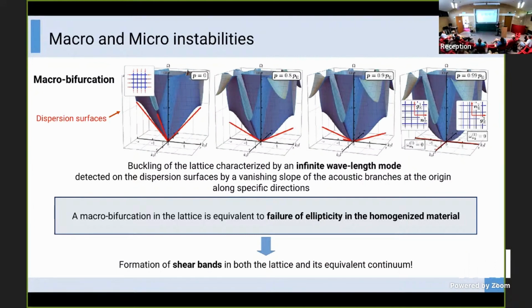So you see here the acoustic branches of the lattice, and prestress is increasing from left to right, from 0 up to a value close to the loss of ellipticity. And you see these slopes at the origin, which become 0 along specific directions, which are linked to the inclination of shear bands. And it can be proved that a macro bifurcation in the lattice is equivalent to failure of ellipticity in the homogenized material, which means that you will observe formation of shear bands in both the lattice and in the equivalent continuum. And this is where homogenization works.